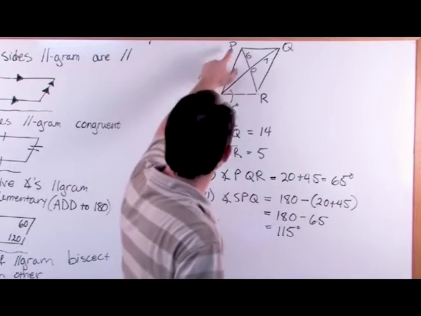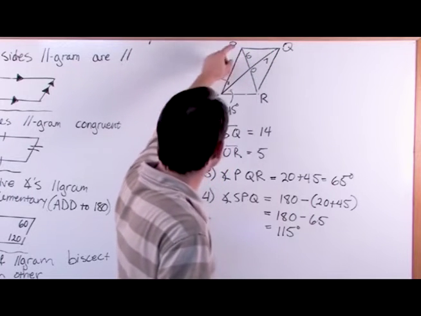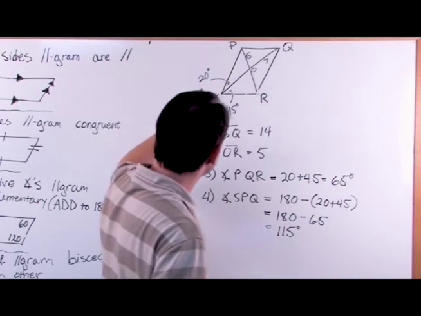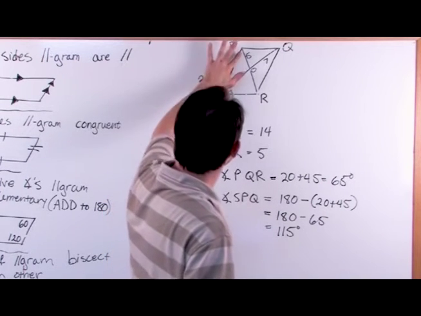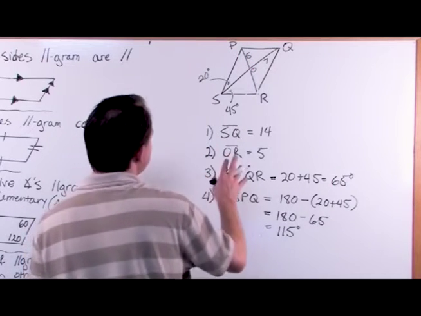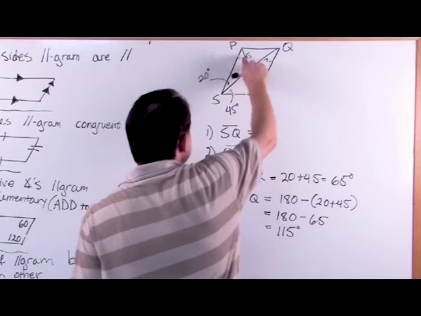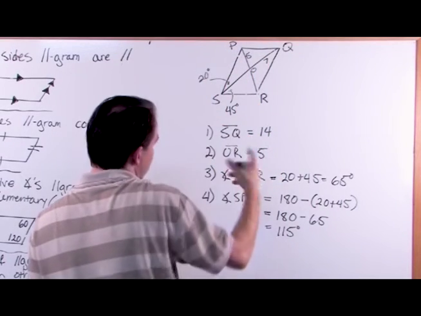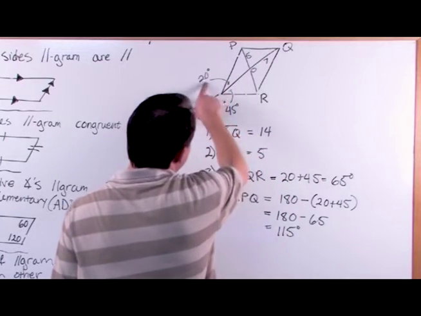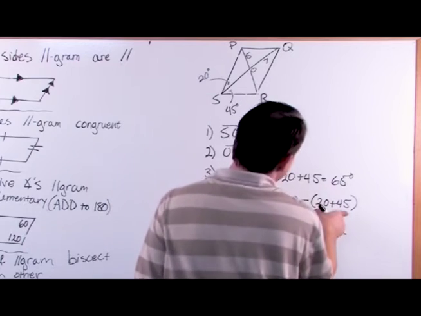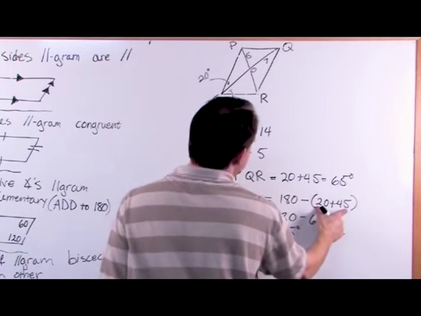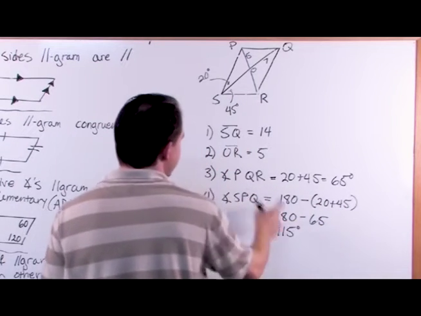Okay, SPQ is this angle right here. We already said that any two consecutive angles in a parallelogram, so this whole angle here and this whole angle here, are consecutive and they must add to 180. So this angle plus this angle must equal 180. So if I want to find out what this angle is, I just start with 180 and I subtract this angle off. But this angle is the sum of these two angles, so I put that in parentheses here. So 180 minus this angle, which is this stuff in the middle, which is 65 degrees, gives me the 115.